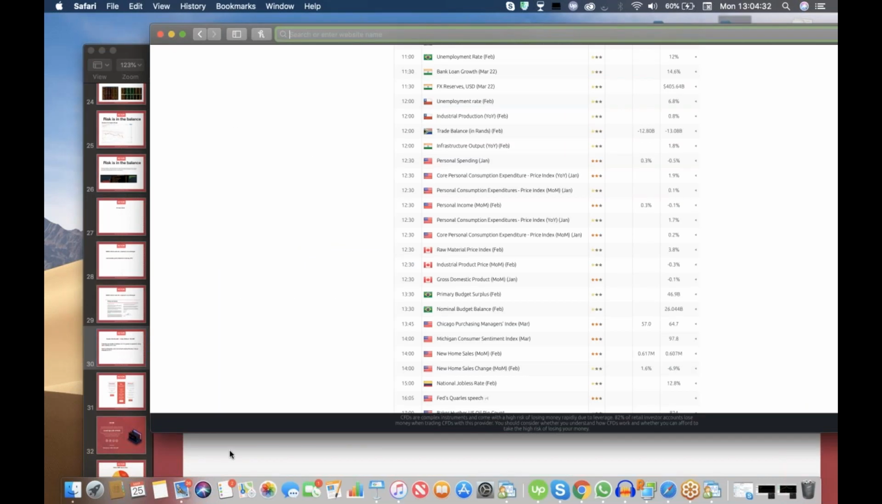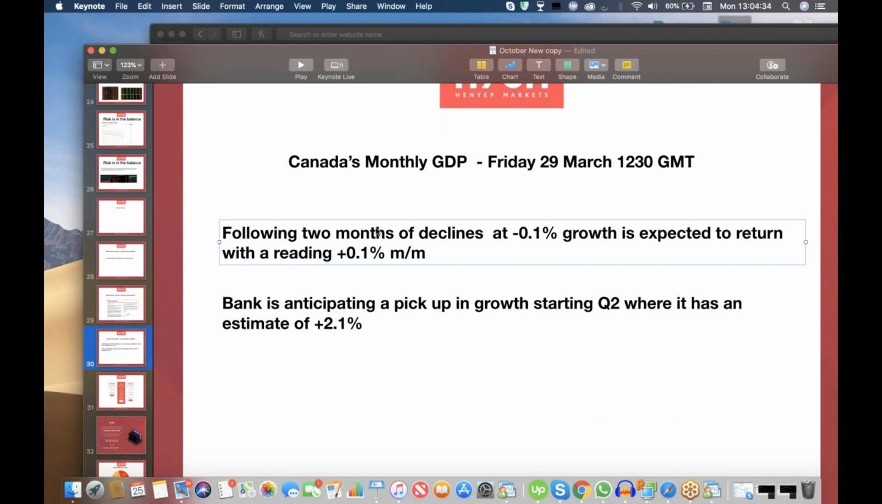Also, of course, remember the price of oil in this as well. Oil will be a factor. If oil's up, then the Canadian dollar will be supported. If oil's down, then the Canadian dollar will not be supported.